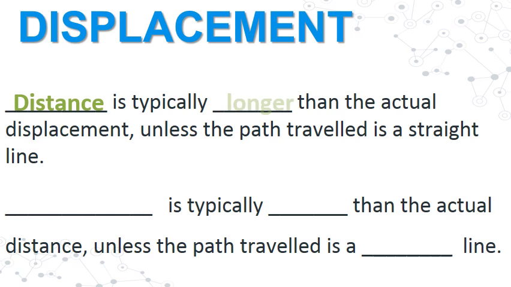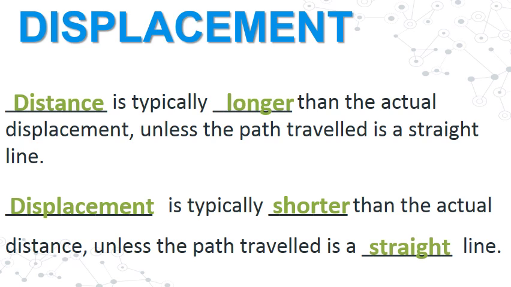So distance is typically longer than the displacement, unless the path traveled is a straight line. Displacement is typically shorter than the actual distance unless the path traveled is a straight line.